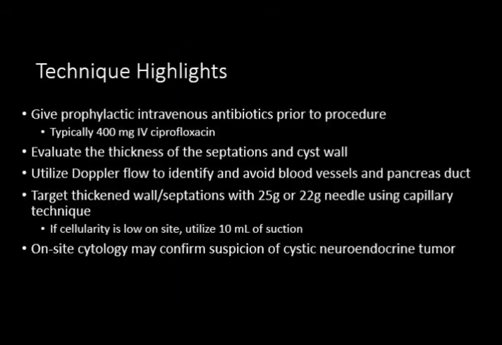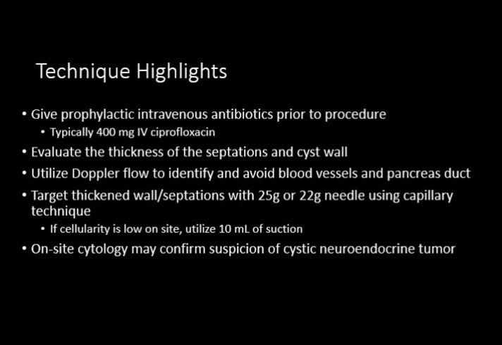Technique highlights: give prophylactic intravenous antibiotics, typically 400 mg ciprofloxacin, prior to the procedure. Evaluate the thickness of the cyst wall and septations. Utilize Doppler flow to identify and avoid blood vessels and the pancreas duct, and target the thickened wall and septations during FNA. Start with a 25-gauge needle and utilize capillary technique.